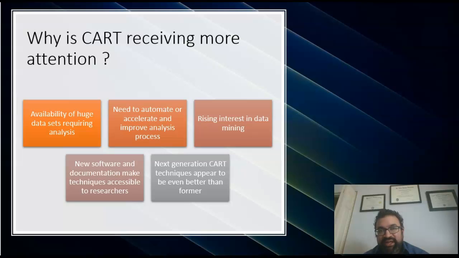So, why is CART receiving more attention? Well, there's of course availability of huge data sets requiring analysis, but in application of regression trees, you have a need to automate or accelerate the analysis process. Data mining is so important now that these will really be a lot more available, and a lot more techniques will come about from this.